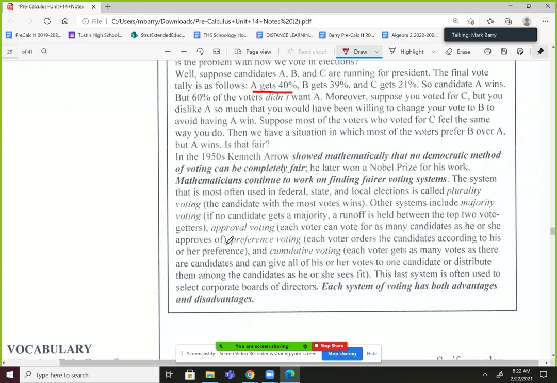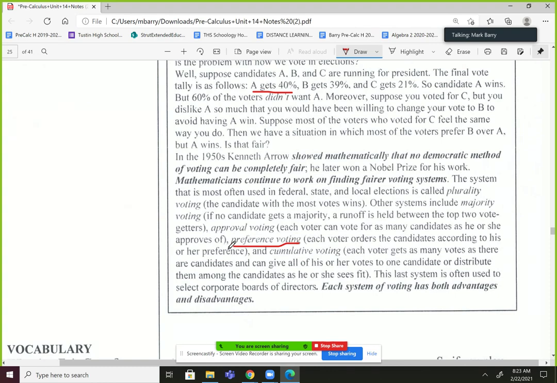Preference voting. This one I see gaining some popularity here. Preference voting would be each voter orders the candidates according to their preference. So you rank them. It's not just you pick one person; let's say if 5 people are running, you're picking the ranking for all 5. And then they would calculate, first place would be worth this many points, on some sort of point system.